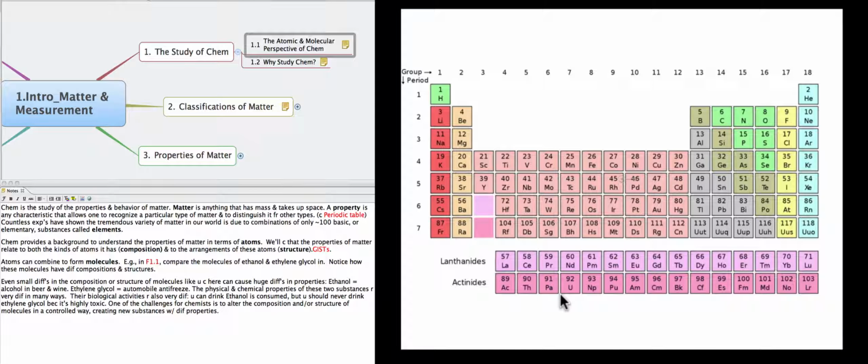Chemistry gives you a background to understand the properties of matter in terms of atoms. We are going to see that the properties of matter have to do with both the kinds of atoms it has, called the composition, and also the arrangement of those atoms. This is also known as the structure.